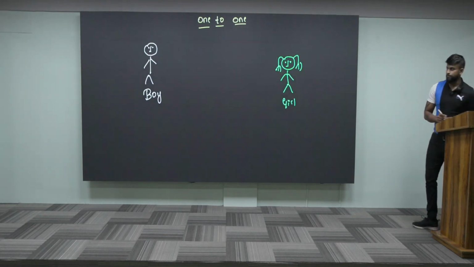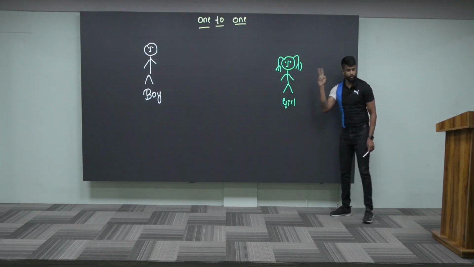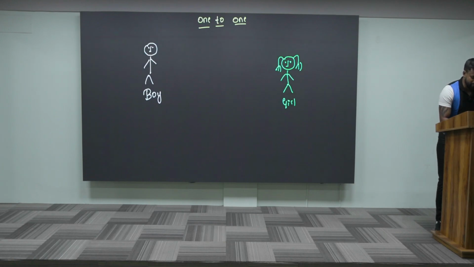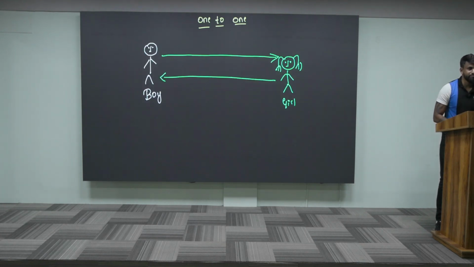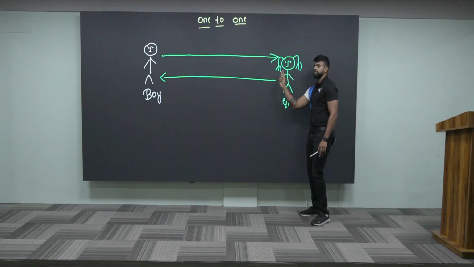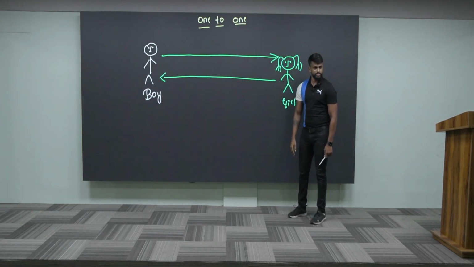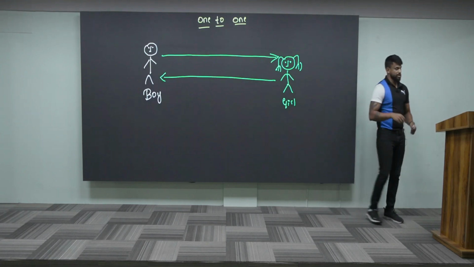What is one-to-one? There is one boy. How many girls? One girl. One boy, one girl, and both of them are in a deep relationship, meaning both are related with each other. This is how their relation is, one boy, one girl. Understanding this much? Very good. So this is known as one-to-one.